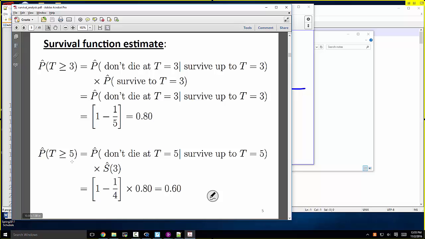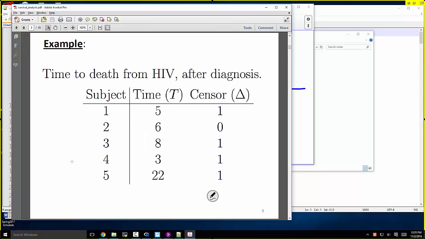Let me show or talk through two more of the Kaplan-Meier calculations. I'll show you at time 5, which is another observed death, and then we'll look at time 6 and see what Kaplan-Meier does with a censored observation.